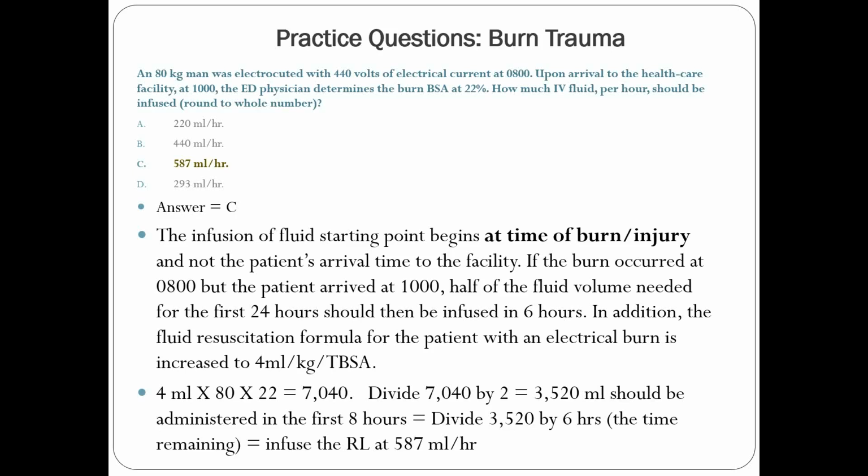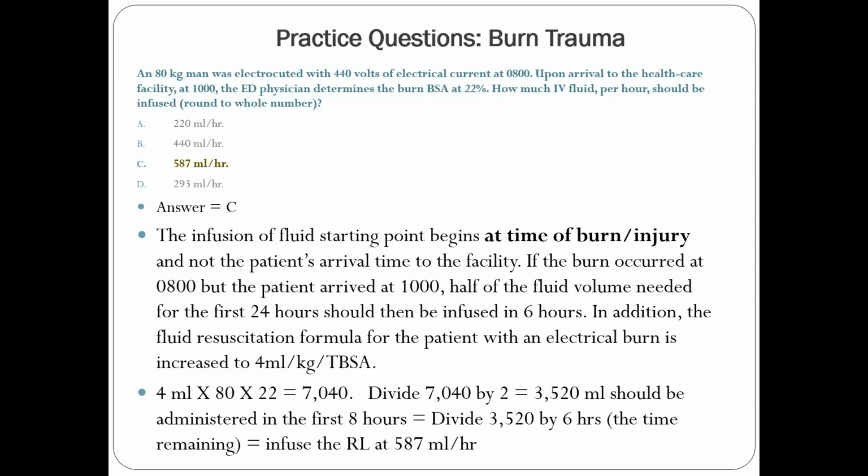We have 4 mils because it's an electrical burn per kilogram at 80 kilograms, and then times 22 because that's the original body surface area burn. So in the first 24 hours, this patient will need 7,040 mils of fluid. In the first 8 hours, the patient should receive 3,520, because we divide the total by 2, because half of the total infusion should be given in the first 8 hours.